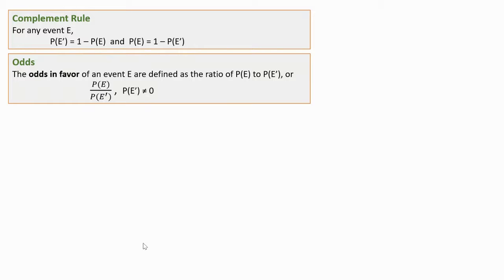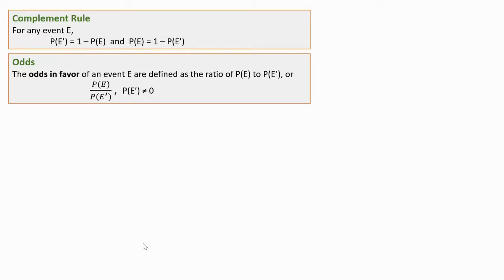Okay, now here, we're going to show, this is called the complement rule. For any event E, the probability of the complement of the event is equal to 1 minus the probability of the event, or the probability of the event is equal to 1 minus the probability of the complement of the event. Now comes odds in favor.